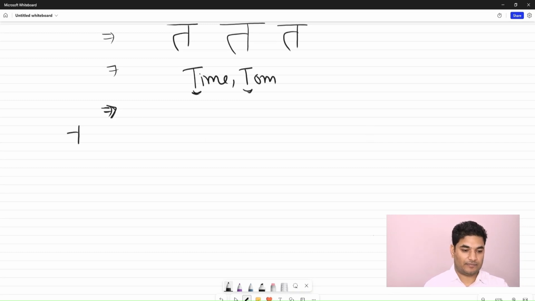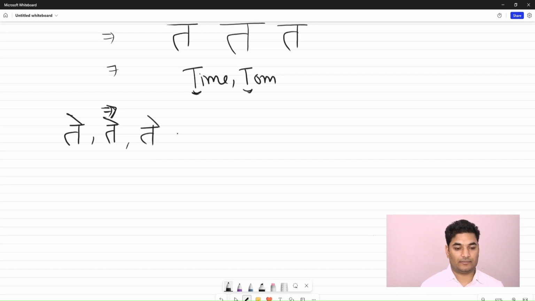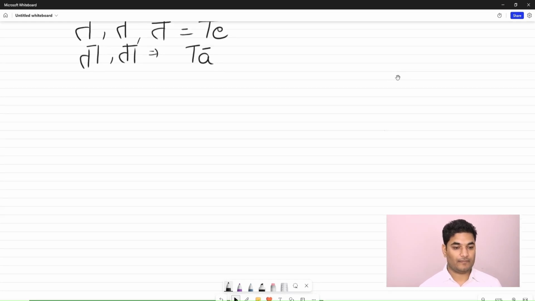Let's make combinations with it. If I add it with the A matra, it will become te. Okay. If I put it with the other A matra, it will become ta. Fine. Now let's make a few words.